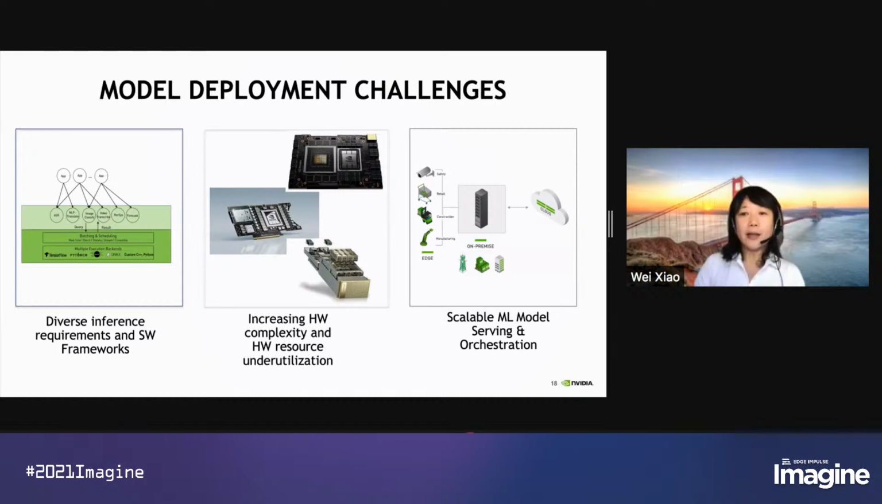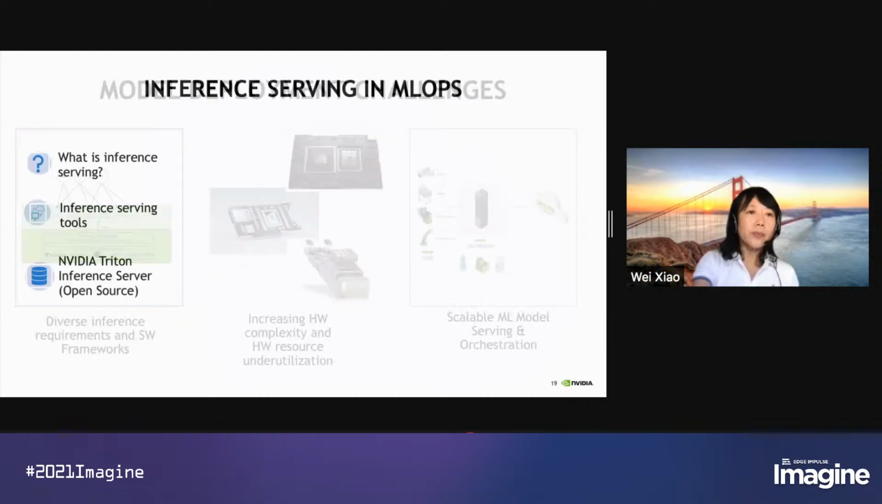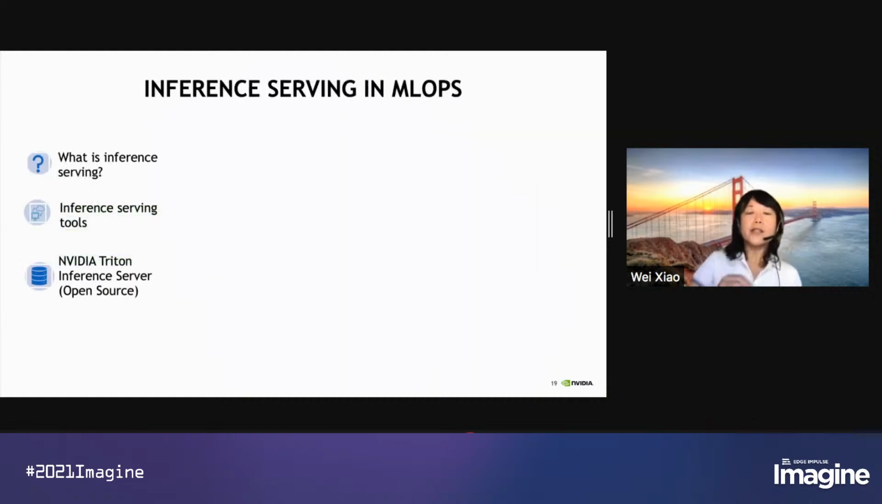In deep learning applications, inference drives as much as 90% of the compute costs of the application. Accelerated computing power is often oversized. The third challenge here is related to DevOps, how to scale machine learning model serving and orchestration. So when we talk about these challenges, inference serving comes into the picture.